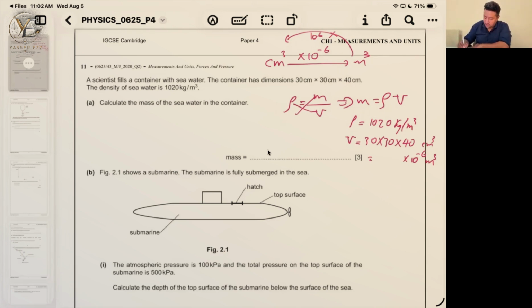Let's find the mass. The mass equals density times volume. What is the density? 1020. What is the volume? 30 times 30 times 40, all times 10 to the power of negative 6. Let's see the result.